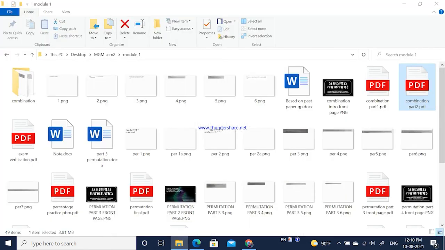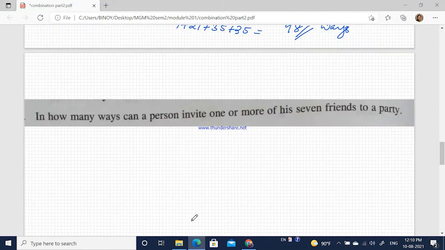Now there is another question similar to the earlier one. In how many ways can a person invite one or more of his 7 friends? So he has given 7. Here he has 7 friends. Okay, you can either select one or more.